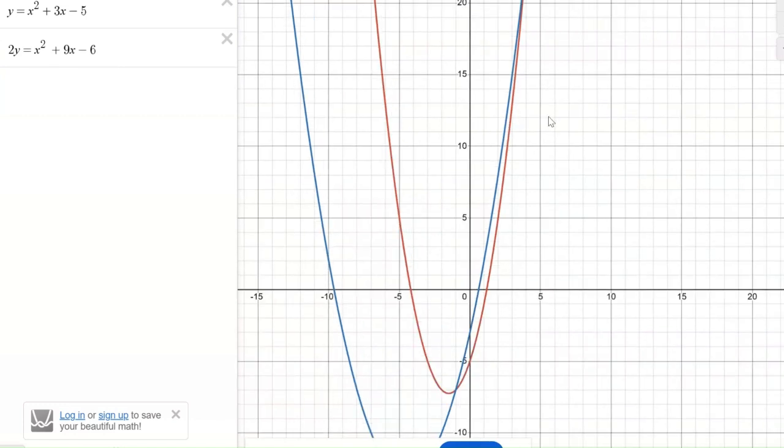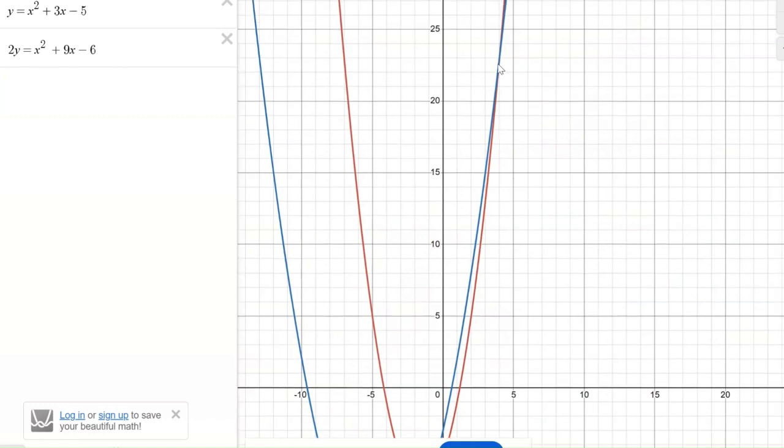The other one, we have to travel up here. It looks like right around here. There it is. The other point of intersection, 4 and 23, +4 for x, +23 for y. And that is what we had for our second solution.